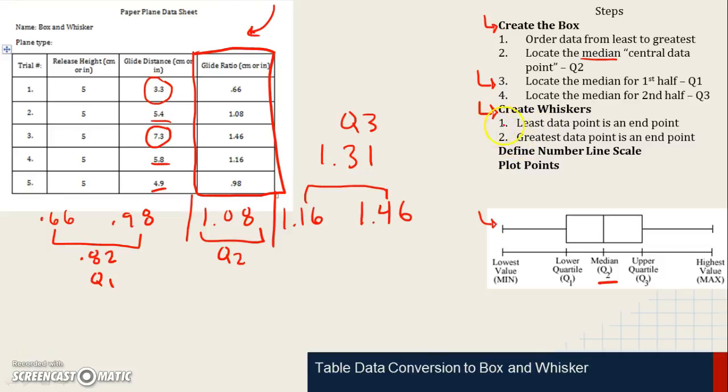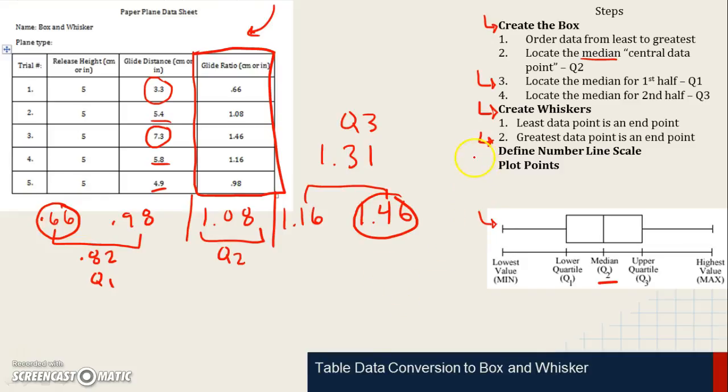All we need to do is locate the least data point. So here are our data points, and our least data point is this one right here. And we have to locate the greatest data point. Well, if we're looking at our data set, this is the greatest data point. So I know that the whiskers are going to be 0.66 and 1.46.